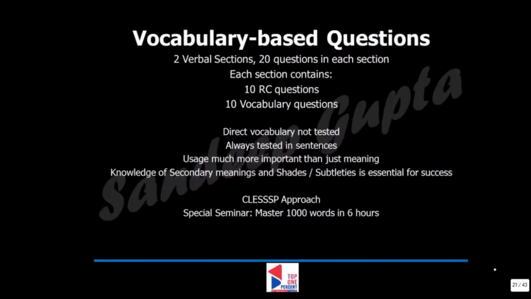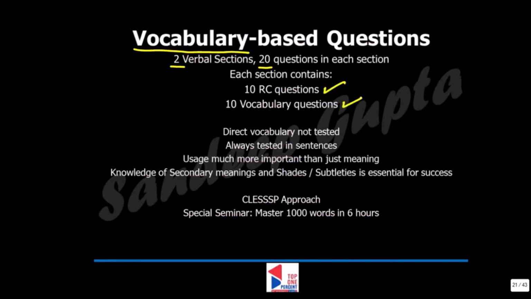Alright, so let's see the next type of questions tested on the GRE, vocabulary based questions. There's a lot of vocabulary tested on this exam. In fact, half of your verbal section is pure vocabulary. There are 2 verbal sections, each of them has 20 questions, and overall that means there are 40 questions. Each verbal section contains 10 questions on RC and 10 questions on vocabulary.